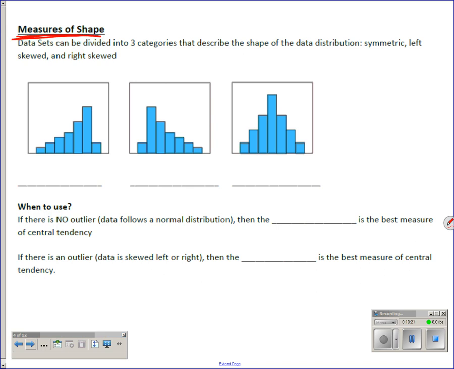So measures of shape describe how the graph looks, and it really talks about where a majority of my data falls: to the right, to the left, to the middle. That's kind of what it means. So if I'm describing its shape, I can do it in three categories. I can talk about it as symmetric, I can talk about it as left skewed, or right skewed. Okay? And the best way to show and describe that is to use histograms.